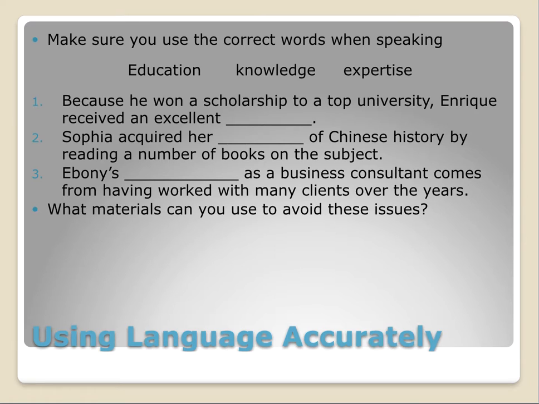When using language accurately, you need to make sure that you're using the best word for that situation. Take a look at this slide. You have 3 different words: education, knowledge, and expertise. Sounds pretty much like the same word and that they could be used interchangeably. Take a moment though and read over these sentences. As you can see, each sentence requires one certain word, and not all 3 will fit in each sentence. So think for a moment, what materials can you use to make sure you're using the correct words for your speeches?